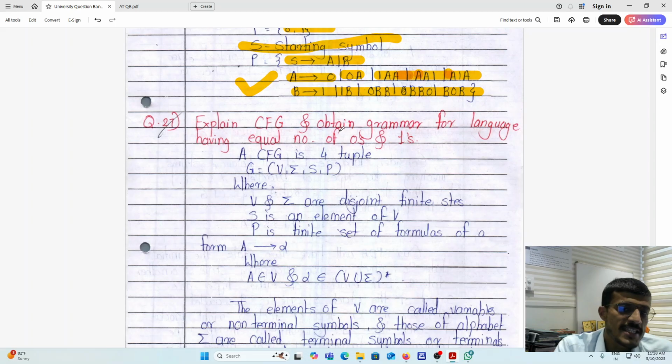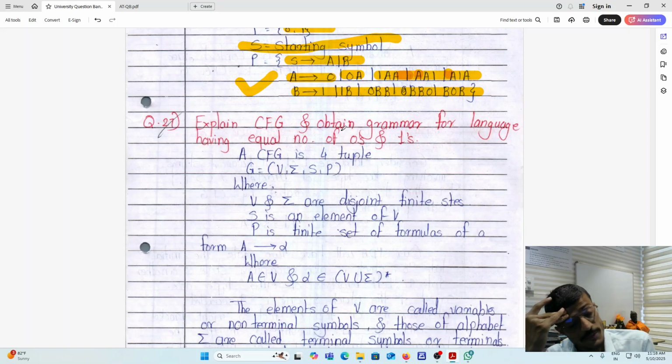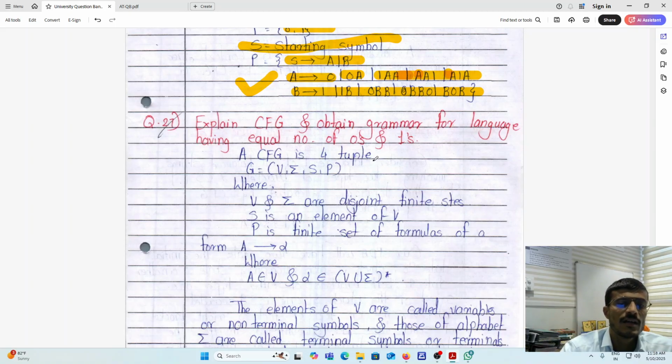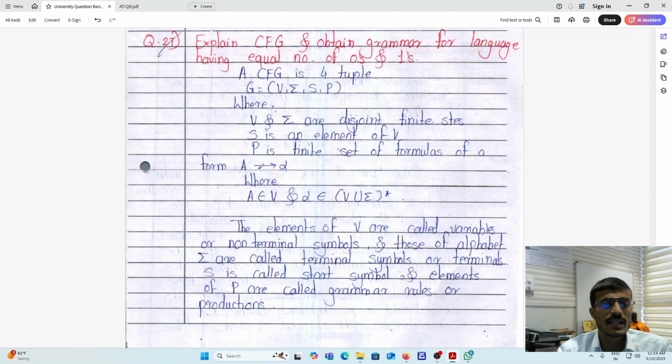Then the next one: explain CFG and obtain grammar for language having equal number of zeros and ones. While explaining CFG, that is a context free grammar which is a 4 tuple, you have to list out the 4 tuples V, Σ, P, S, and then the grammar for language having equal number of zeros and ones. If you see here, A tends to alpha, where A belongs to V, that is A belongs to non-terminal symbols, and alpha belongs to (non-terminal symbol union terminal symbol) star.